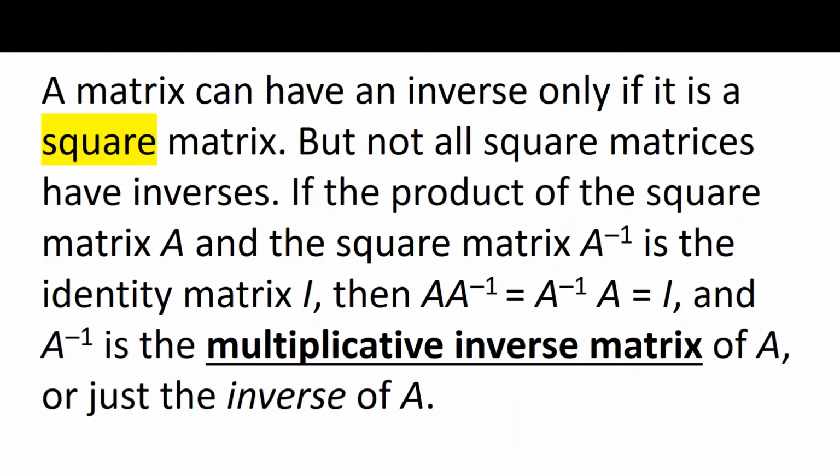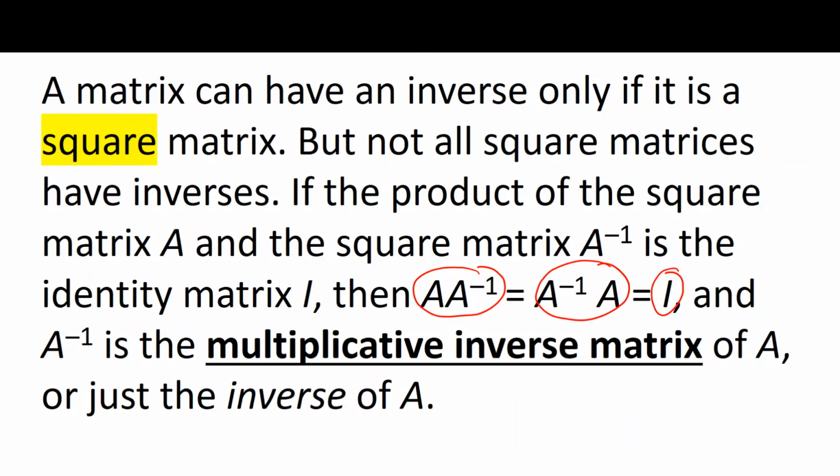A matrix can have an inverse only if it is a square matrix, like a 2 by 2 or a 3 by 3. But not all square matrices have inverses. If the product of the square matrix A and the square matrix A inverse is the identity matrix I, then A times A inverse is equal to A inverse times A, which is equal to I, the identity. And A inverse is the multiplicative inverse matrix of A, or just the inverse of A.